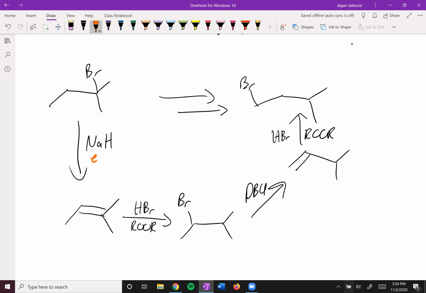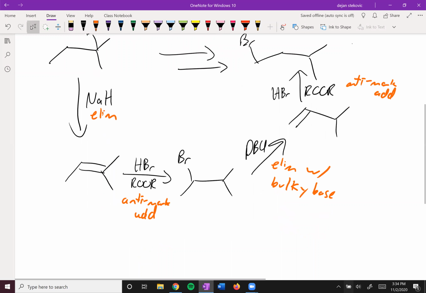So remember, this right here is just a straightforward elimination. This one's an anti-Markovnikov addition. This is an elimination with a bulky base. And then another anti-Markovnikov addition. Right, so just use these subsequent addition elimination reactions to get where you want to go.